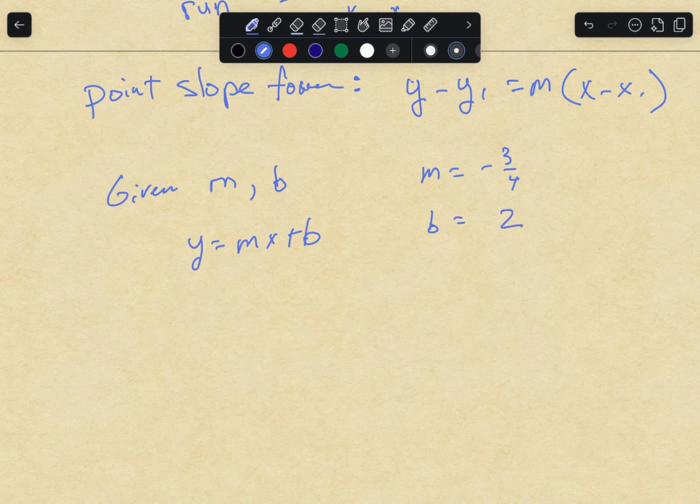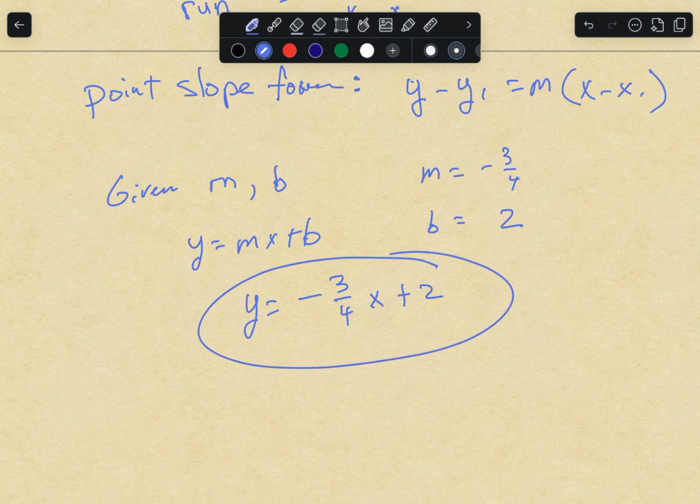Now, if we know that b equals 2 and m equals 3/4, we've got enough to write an equation. Let's see, y equals negative 3/4 x plus 2. There's your equation. Can't get any easier than that, right? If you know the slope and you know the y-intercept, you know the equation. Bam! Like that?